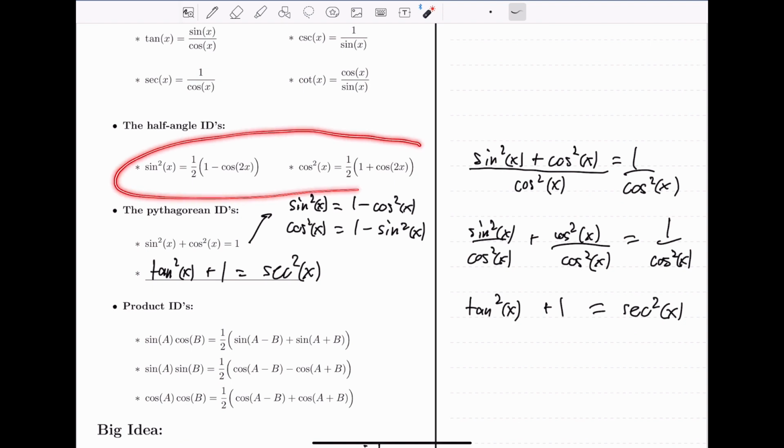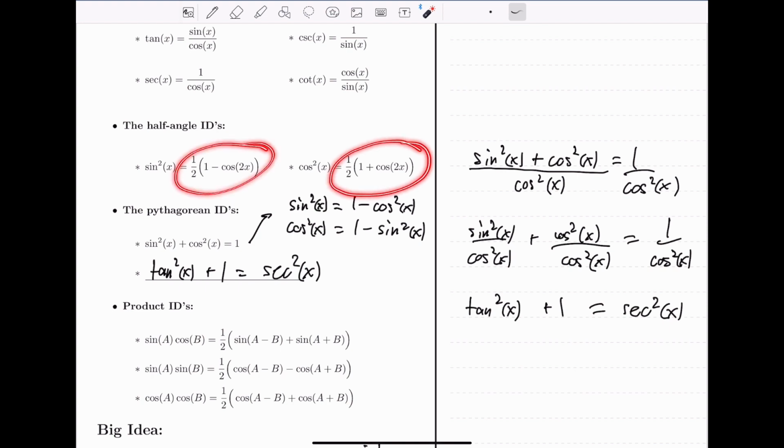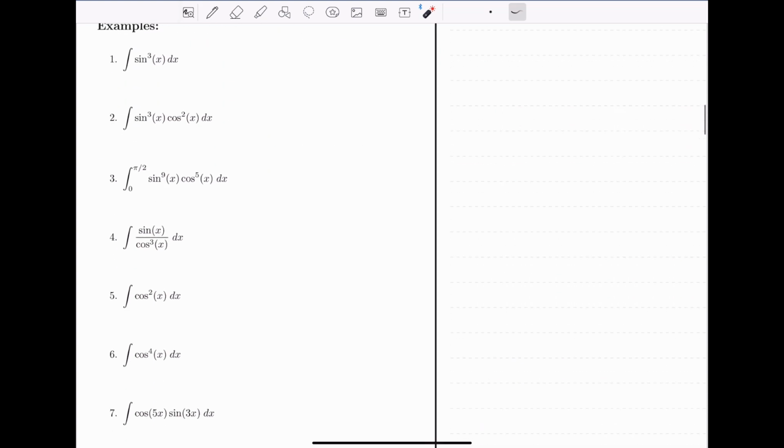We will use these identities. Sine squared equals this, cosine squared equals this. Let's see how to apply these identities for examples 5 and 6.